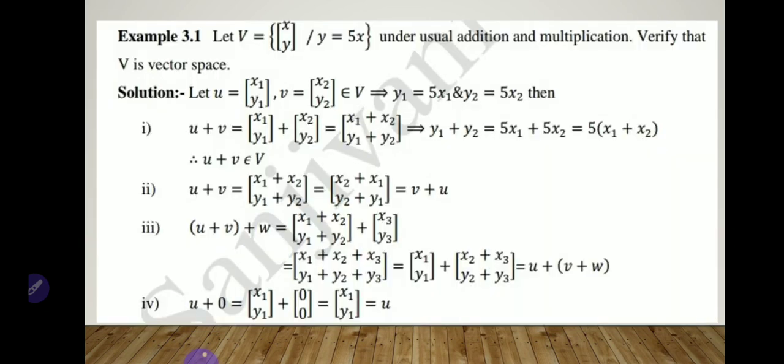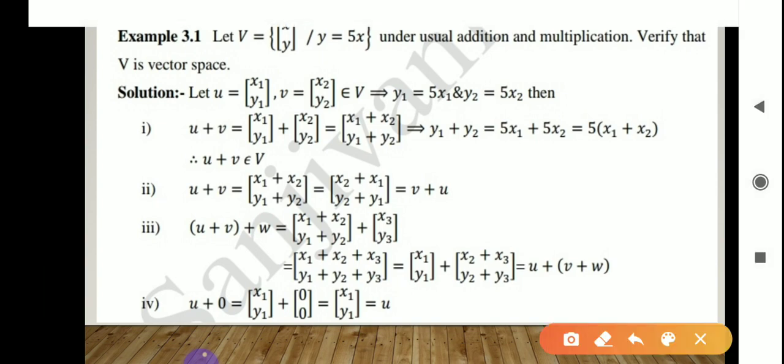So today's first problem is: let V be the set of column matrices (x, y) such that y is equal to 5x, under usual addition and multiplication. Then verify that V is a vector space. So we are given that V is the set of column matrices (x, y) such that y equals 5x, and we have to verify that V is a vector space. Simply, we have to check whether the 10 properties of vector space are satisfied or not.